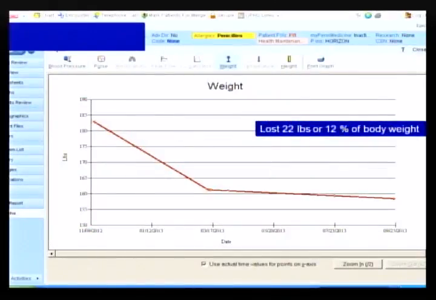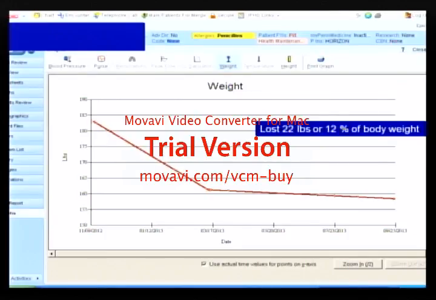All right, so this is her actual weight loss after I saw her for the first time. Look at that. She lost 22 pounds or 12% of her body weight. And when I saw this and I looked at this graphic, I was just stunned, right? And I said, how did you do it? She said, well, it's something you said to me, Dr. Schutta. And I said, well, I'm all ears. Tell me what I said, because I don't remember.